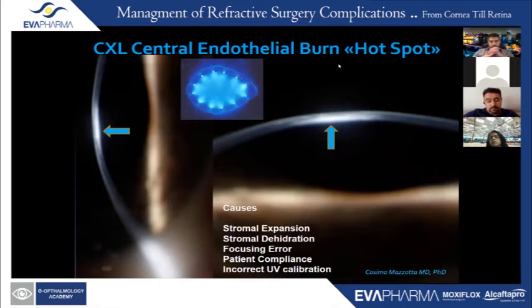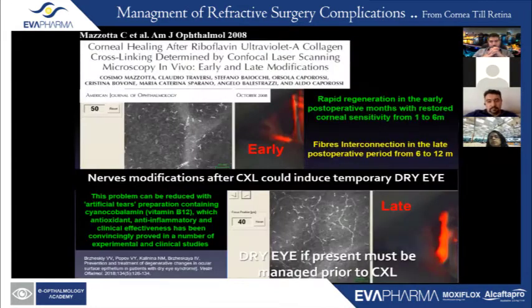The last is dry eye. Generally, cross-linking doesn't cause dry eye. Generally, dry eye is pre-existing. So we need to diagnose dry eye before doing cross-linking, because generally the nerve modifications, as I have published in the American Journal, are temporary. We may induce only a temporary dry eye, but with a good recovery after 6 to 12 months. So if we have a persistent dry eye, we had a problem before.